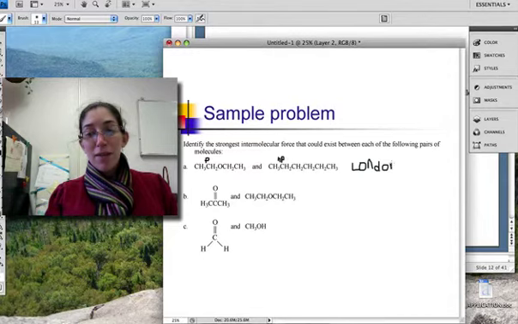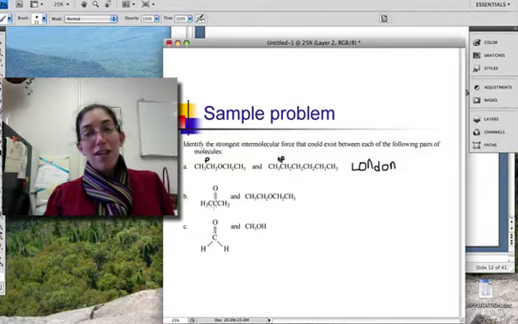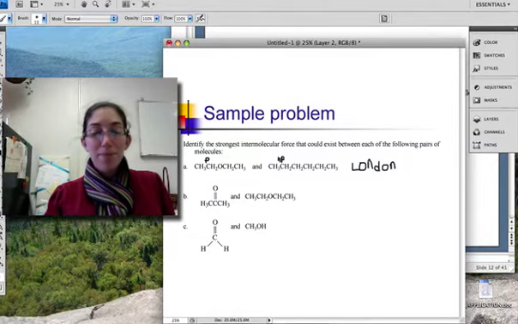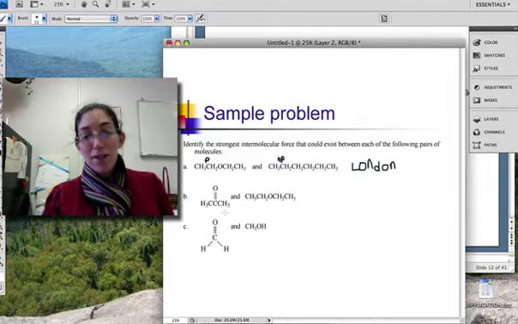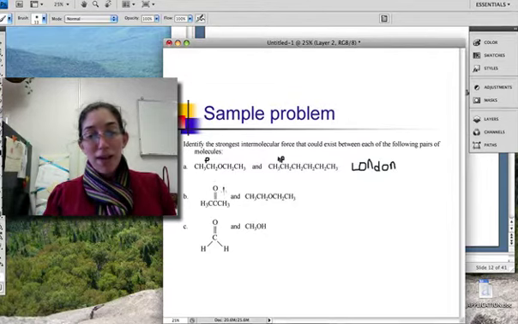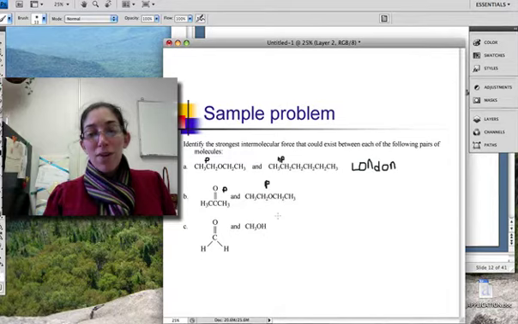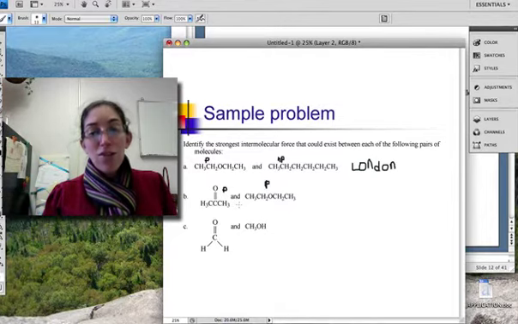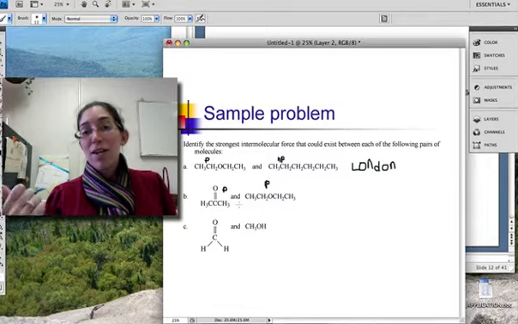All right, next one, part B. Do these two have London forces? Yes, they do. Everything has London forces. Can they engage in dipole-dipole attraction with each other? In other words, are they both polar? Well, let's see. This one has an oxygen, so yep, it's polar. And this one has an oxygen, so yep, it's polar. So they're both polar. They can both have dipole-dipole attractions. Fantastic. What about hydrogen bonding?